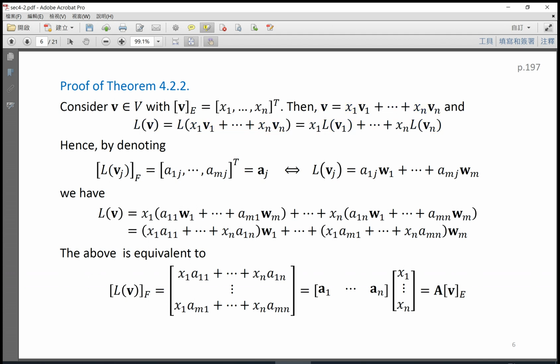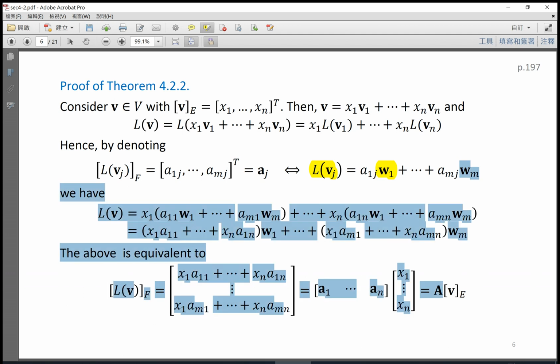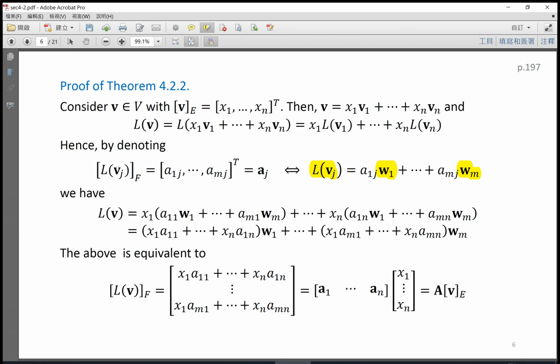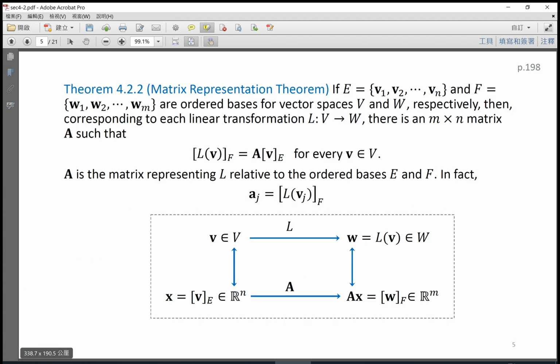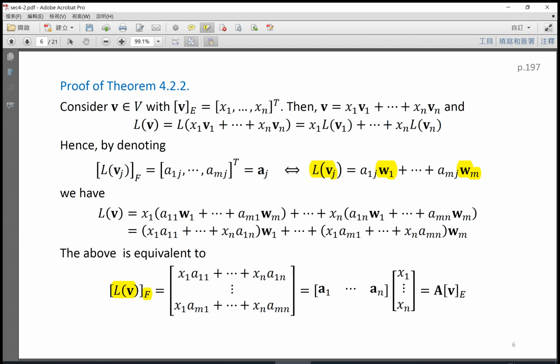Our next step is to express L of Vj as the linear combination of W1, W2 up to Wm. Because if this step can be achieved, then we are able to obtain the coordinate of L of V with respect to F, where W1, W2 up to Wm is a basis of F, and the coordinate of L of V with respect to F is the left-hand side of the matrix representation formula. And if we obtain this term, then this term can be written as a matrix times a vector, and the proof is finished.